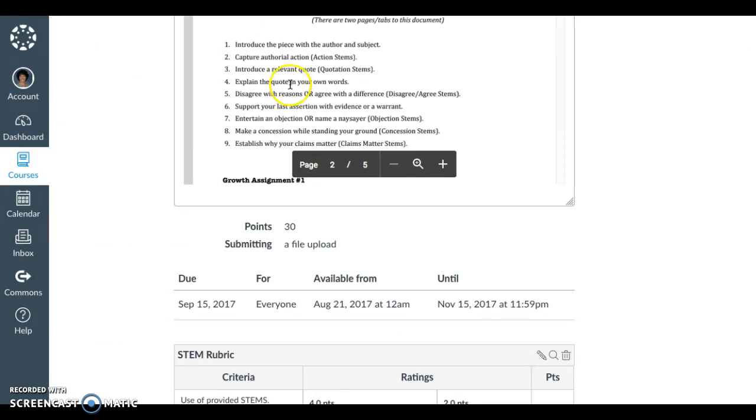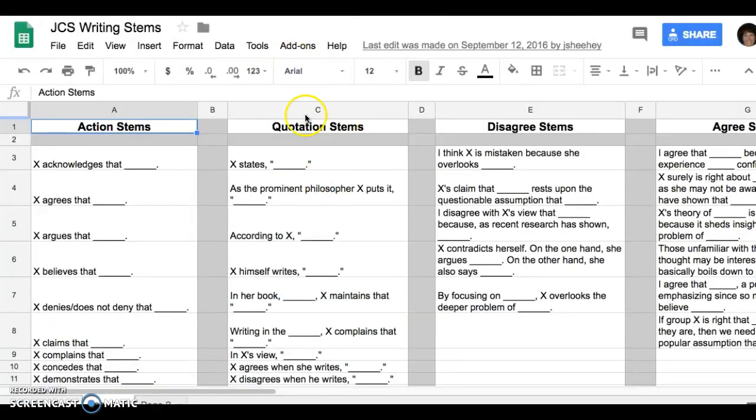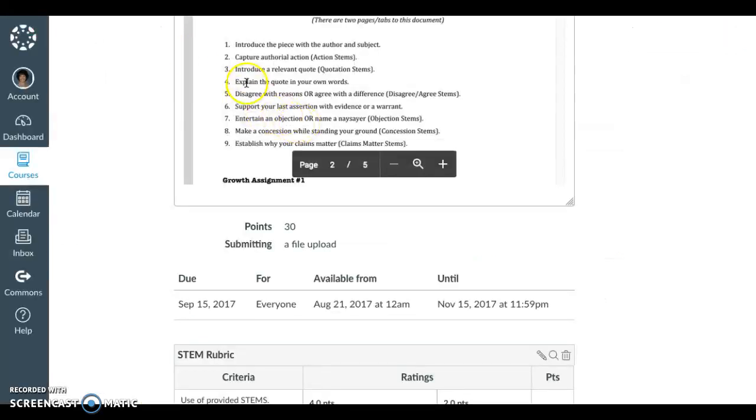And then you will go to a quotation. You will introduce a relevant quote. So you will find a quote that you feel is relevant, and you not only have to put the quote down, what the quote is, but you have to explain it in your own words. So here are the quotation stems. You'd put Smith states, and then you would put the quote, and then you would explain it in your own words. Okay?